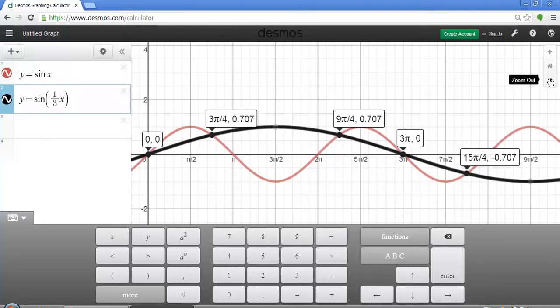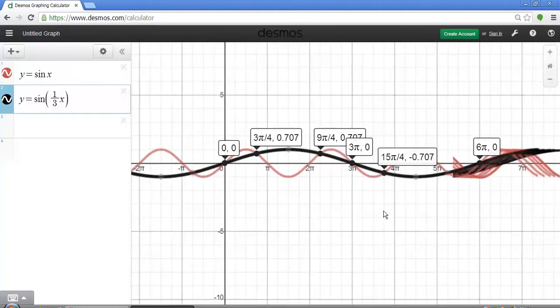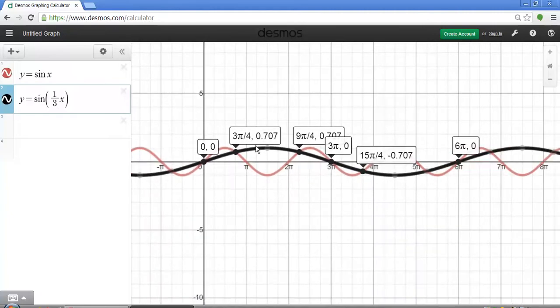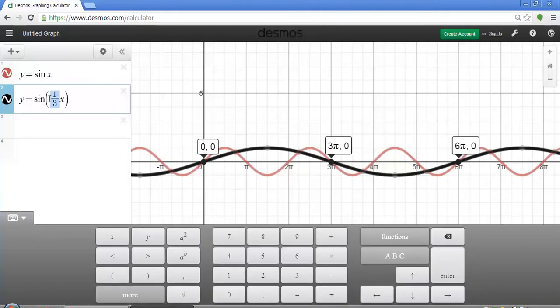Now I'm going to have to zoom out because it's not enough space. Alright, let's see, the black one starts here, up, down, and it doesn't end over here until 6 pi. Well, how many original red curves have we had? Let's see, 1, 2, 3. So the 1/3 means that the period of this curve is 3 times bigger than the original period of the sine x. So our x values are different, where it's peaking, where it's crossing, where the minimum is.